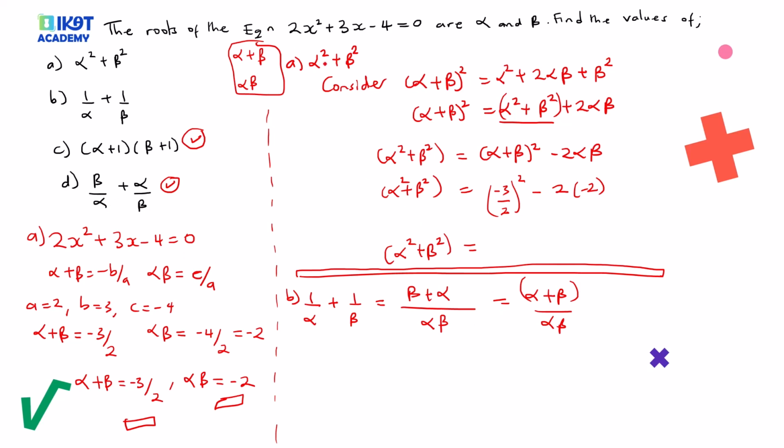So anytime you have alpha squared plus beta squared, with time this should stick with you, that always you have alpha plus beta squared. But for now, you should know how it comes about.